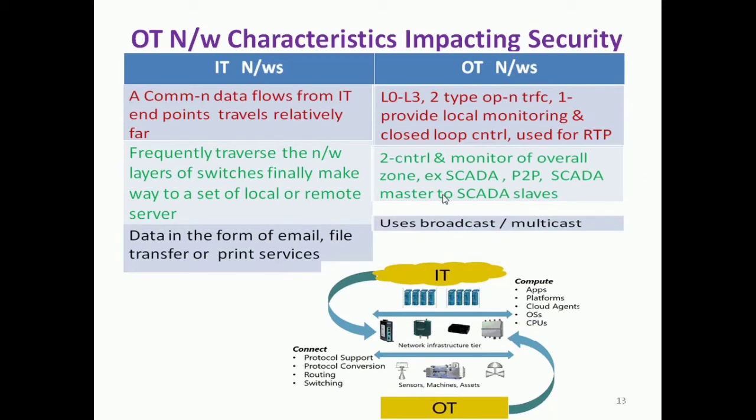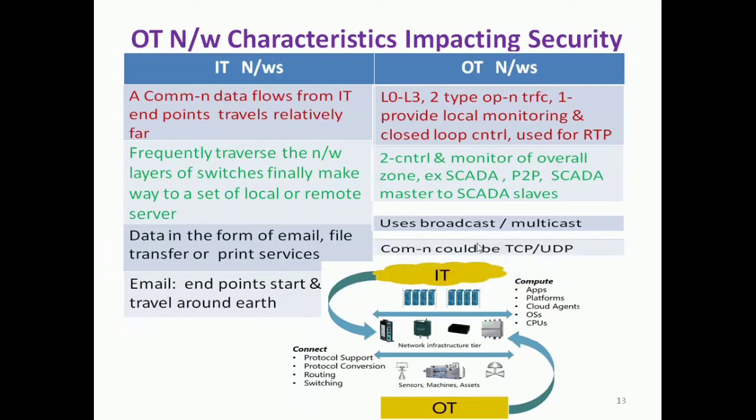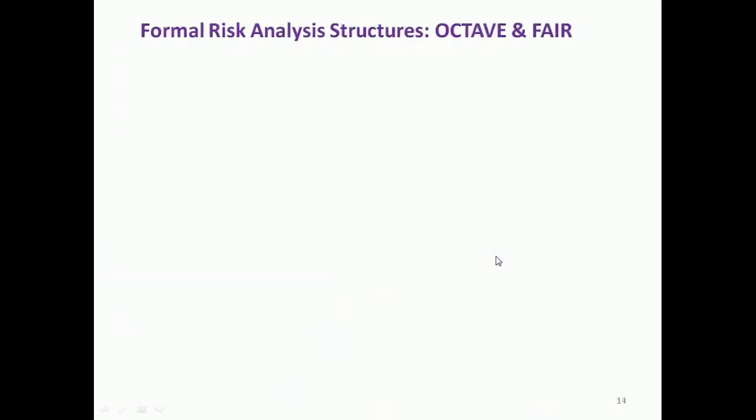Operation technology uses a broadcast or multicast concept to send the data. One such example in information technology is email: the endpoint starts and the data travels around the earth. Similarly, if you open a browser, from client to server it travels across the globe. The communication in the case of operation technology could be via TCP or UDP, right? So that is the observation we have made.